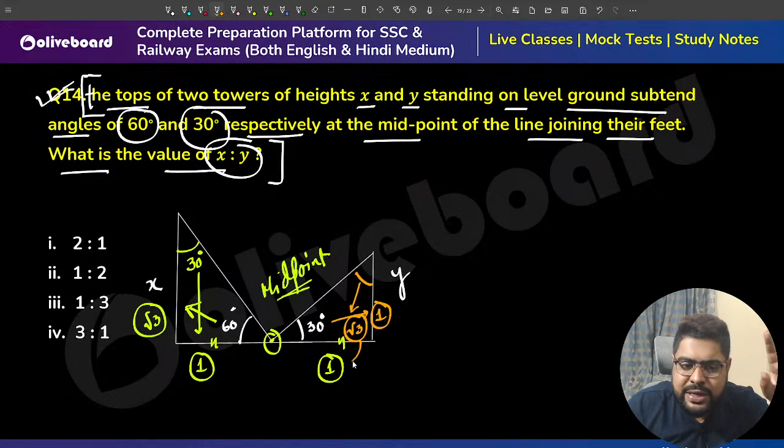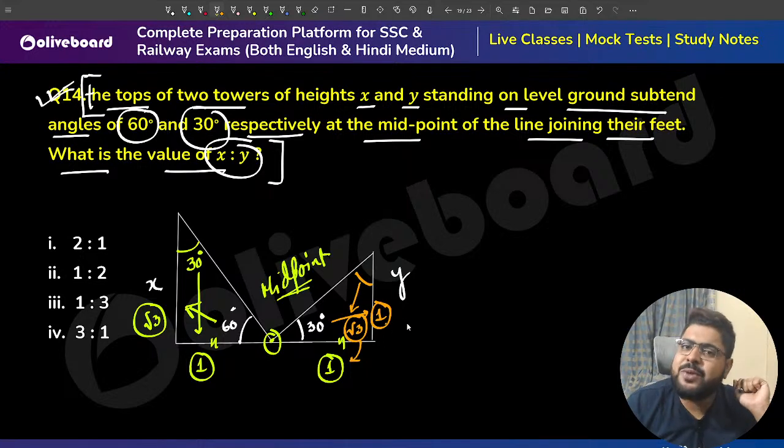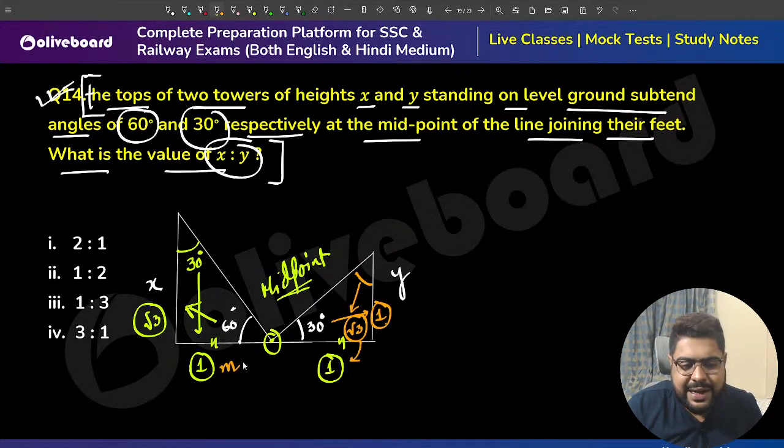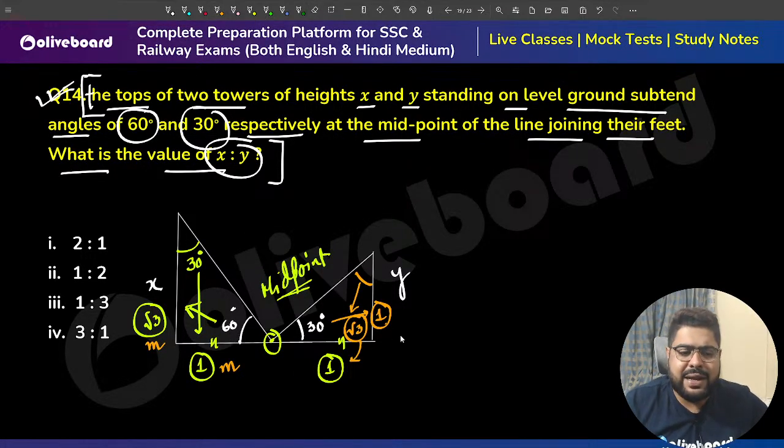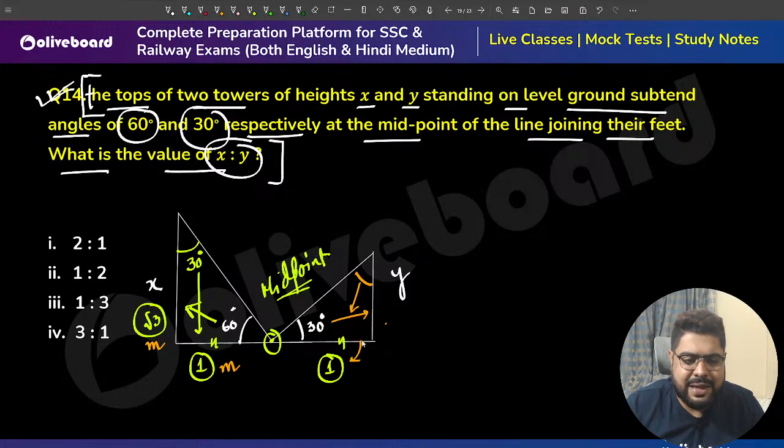Now, here root 3 means 1. So what will the 1 mean? Some might get confused, so let us take root 3 meters, like this. Some might get confused. I have been there, done that. Okay, wait one second.